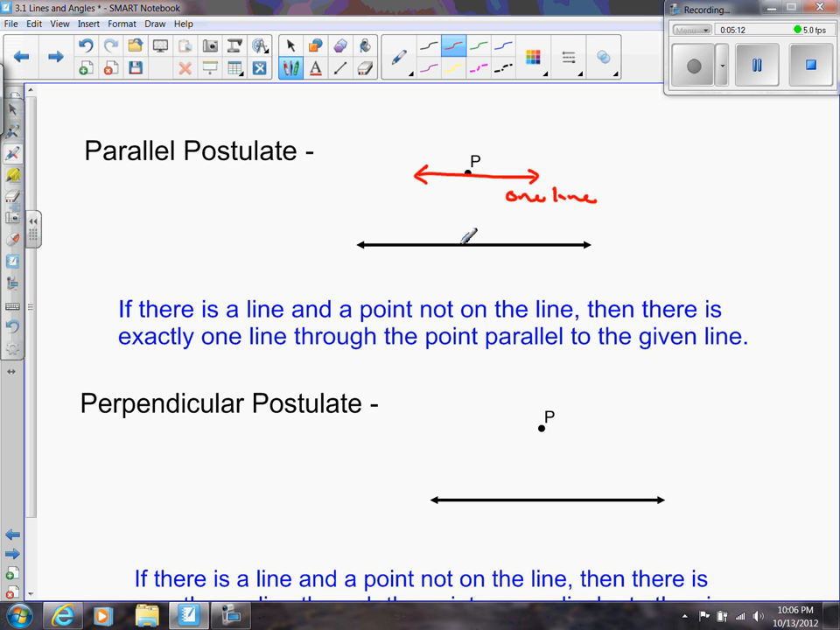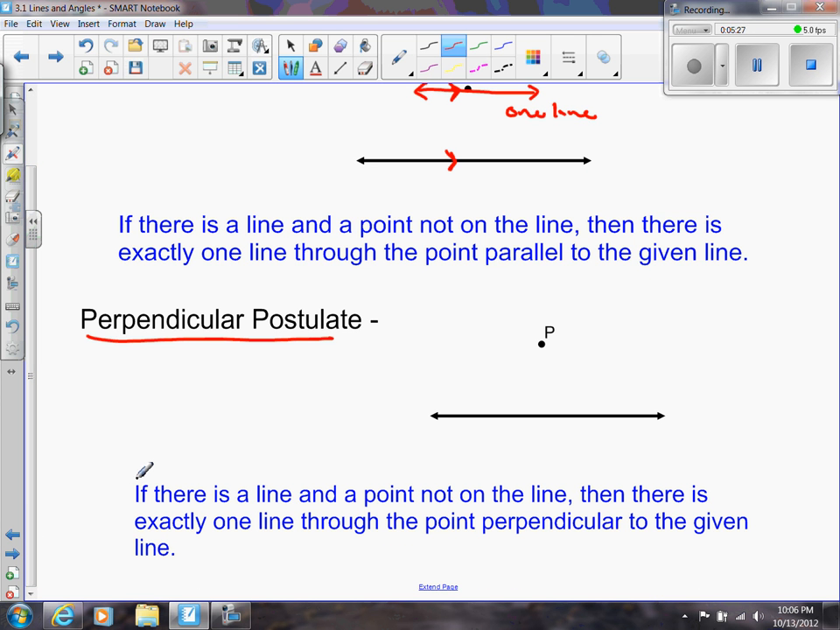As we start talking about parallel lines, one way we can show lines are parallel is to draw these arrows in the middle of the line. It shows this line is parallel to that line. The perpendicular postulate is the same thing except for a perpendicular line. If there's a line and a point not on the line, then there's exactly one line through that point. Through this point, there's only one line that is going to be perpendicular. And that's how we can represent that.